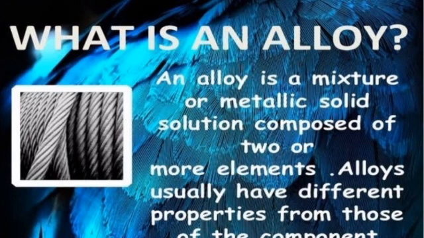What is an alloy? An alloy is a mixture or metallic solid solution composed of two or more elements. Alloys usually have different properties from those of their components. Some metals cannot be used in their pure form. In such cases, the properties of the original metal are modified by mixing one or more elements in it. This type of mixture of metals is called an alloy. Example: brass, steel, 22 karat gold.